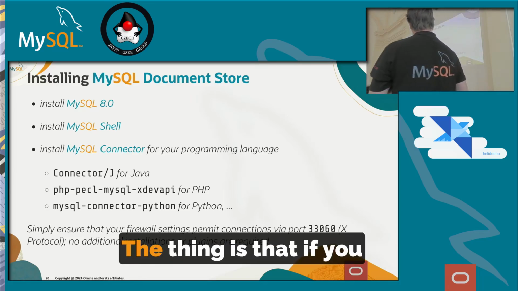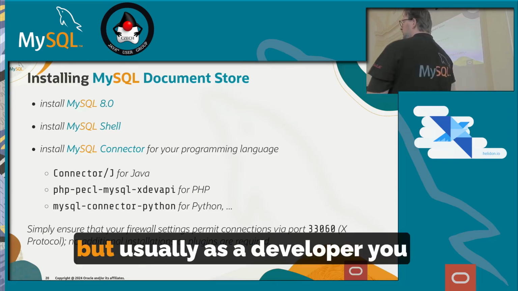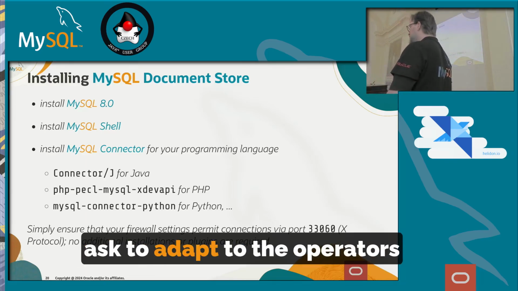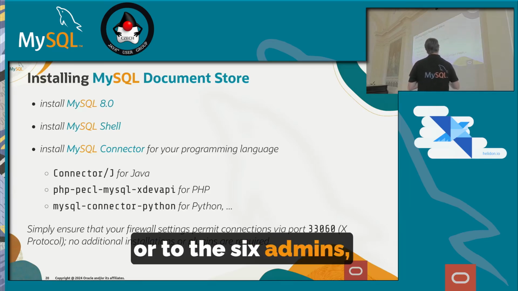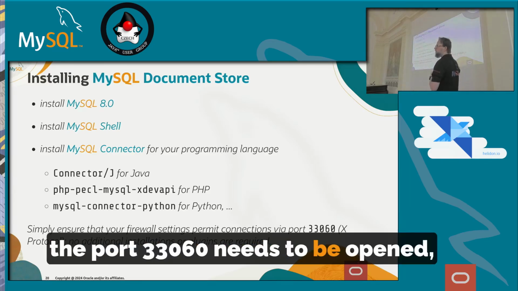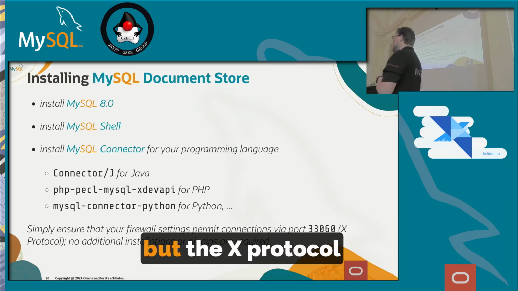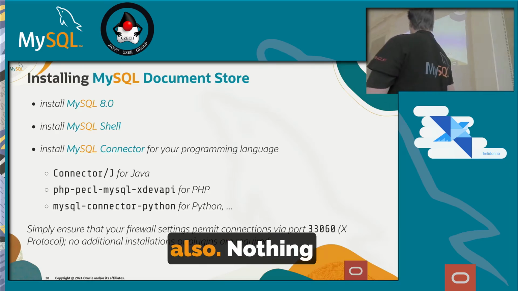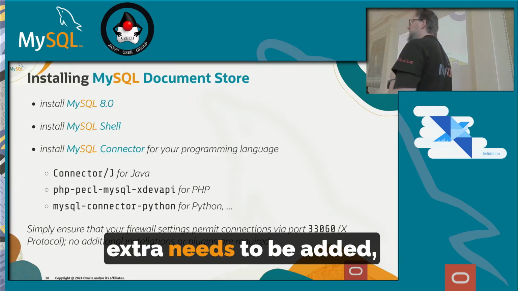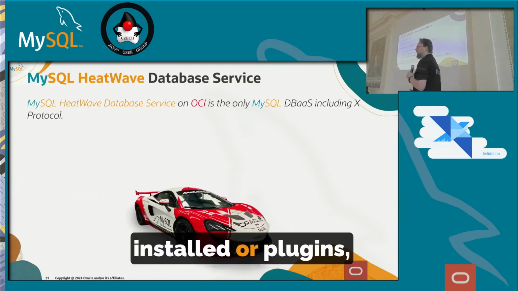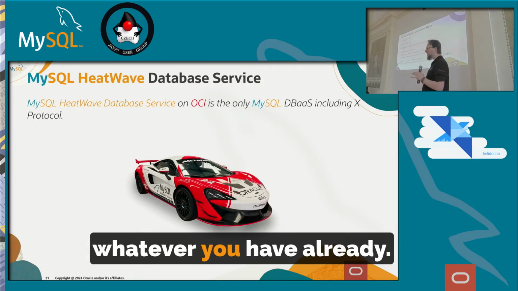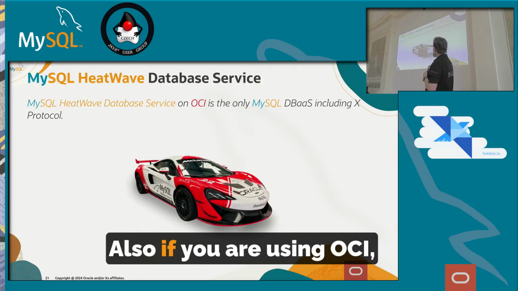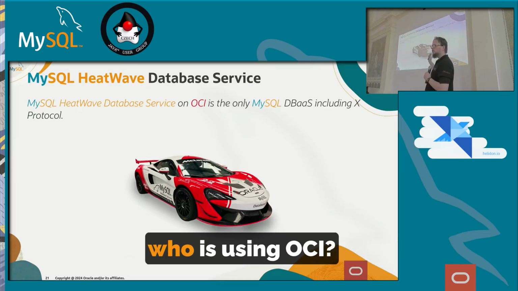It's that simple. The thing is, if you have a firewall, as a developer you usually like to adapt to the operators or the sysadmins: port 3306 needs to be open, and not only 3306, but also the X protocol port. Nothing extra needs to be added, installed, or plugins, whatever. You have everything. Also, if you are using OCI, who is using OCI?